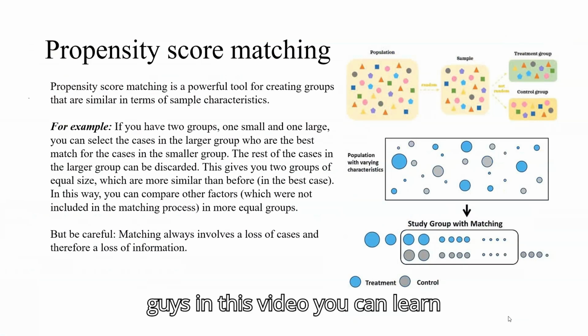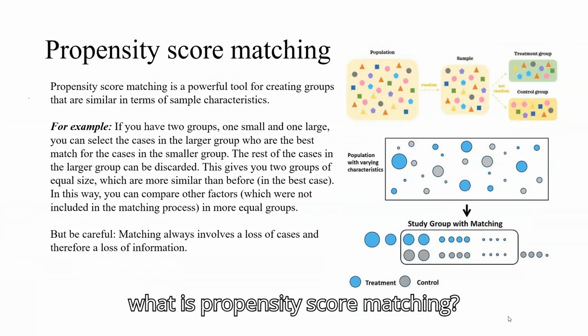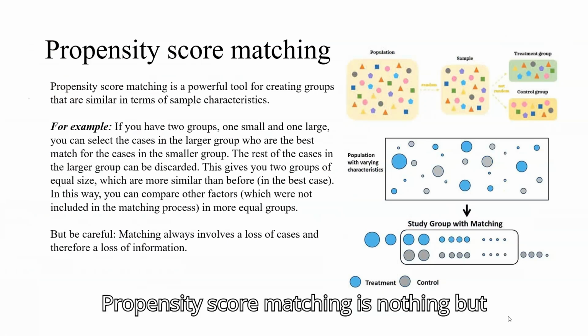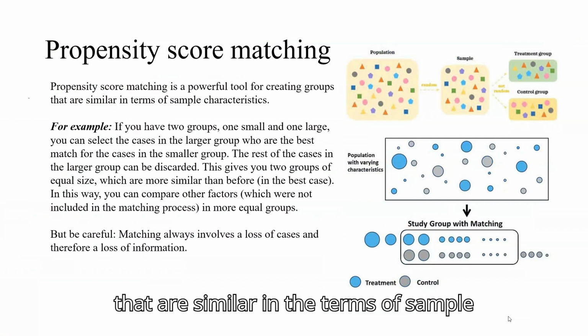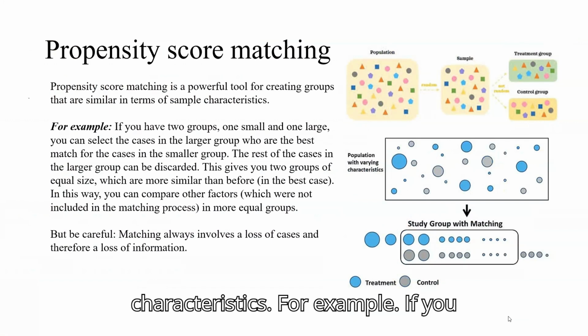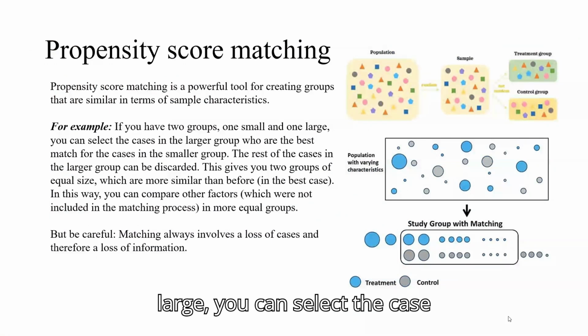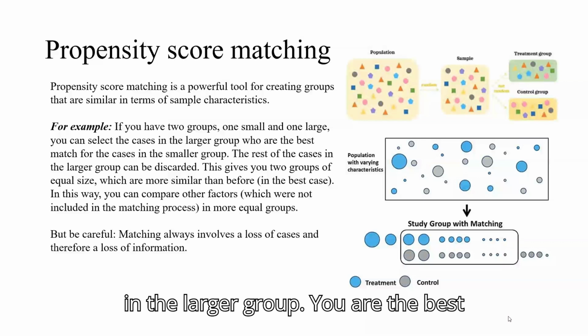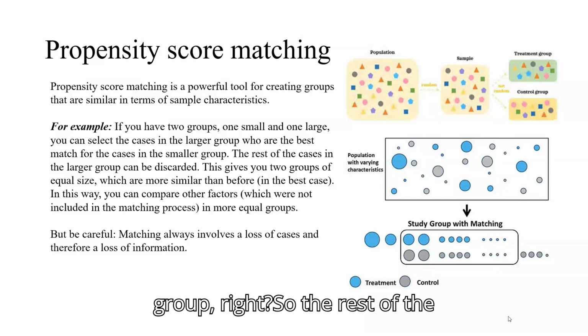Hello guys, in this video you can learn propensity score matching. First of all, what is propensity score matching? Propensity score matching is a powerful tool for creating groups that are similar in terms of sample characteristics. For example, if you have two groups, one small and one large, you can select a case in the larger group and find the best matching case in the smaller group, right?